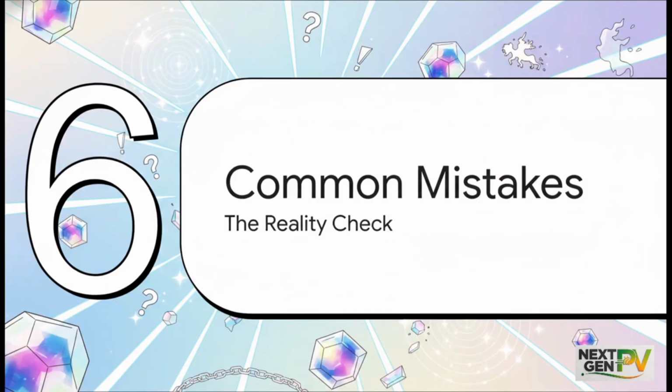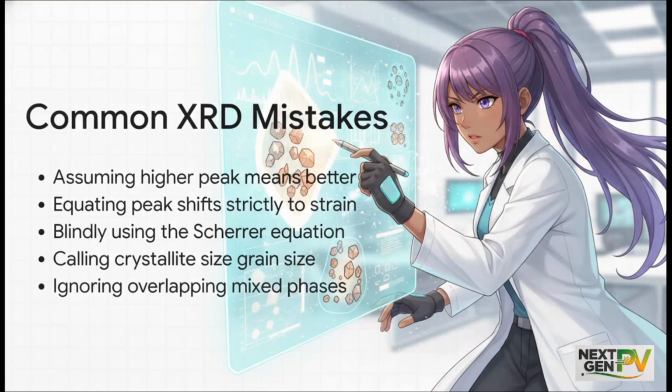Section 6. Limitations and common mistakes. The reality check. Before we wrap up, we need to adopt a bit of a cautionary tone. Because XRD is so incredibly powerful, it's also incredibly easy to overinterpret the data. So let's rapid-fire bust some common myths right now. First, an intense, higher peak does not automatically mean a better or more crystalline film. It could just mean you have a thicker film or one with preferred orientation. Second, peak shifts are not strictly proof of strain. Composition changes, especially in mixed halides, will also shift your peaks.